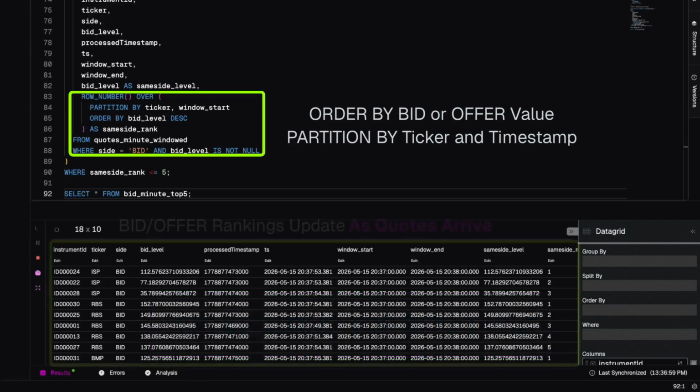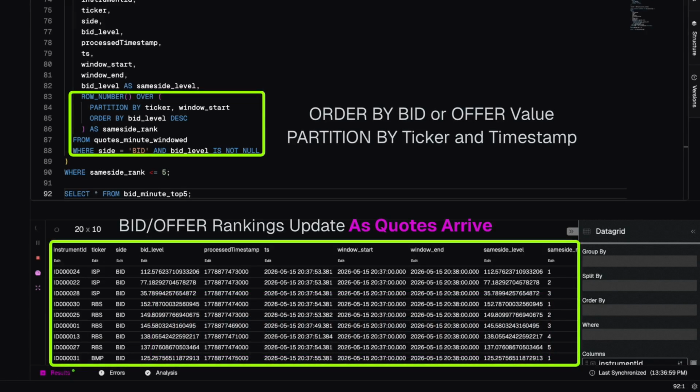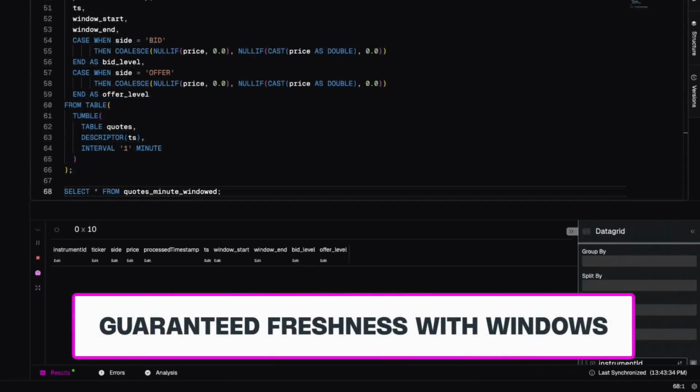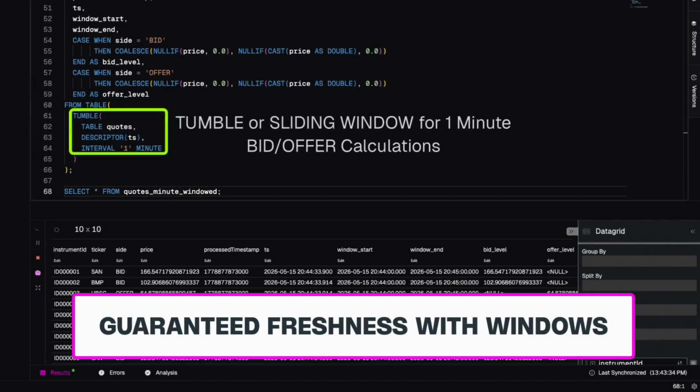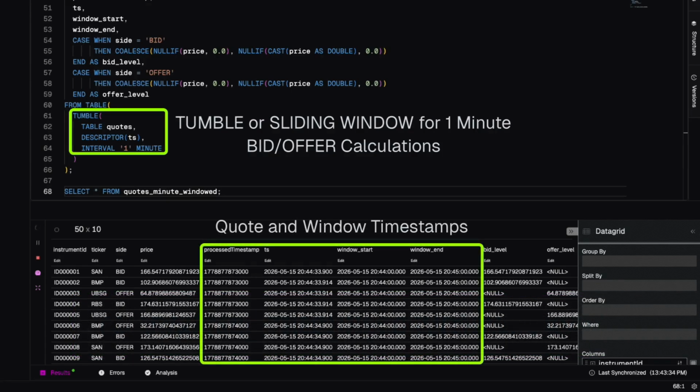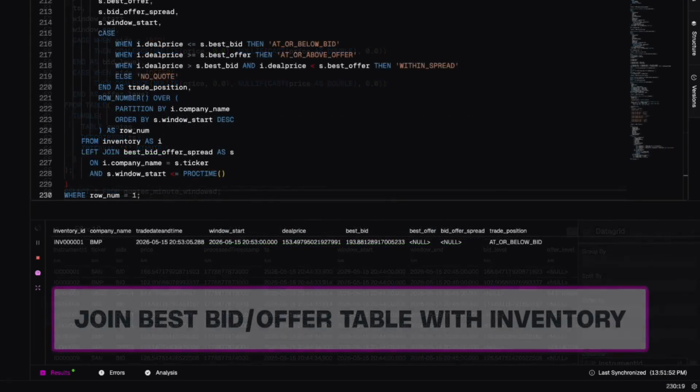We automatically sort these quotes as they arrive to calculate the highest bids, the lowest offers, and the bid-offer spread. Tumbling or sliding windows are used, not to delay the calculation until the close of a window, as would be done in batch processing, but as a way to purge older quotes, making sure you're only taking action on the most recent data. And if you ever need to analyze the direction of market movement, our best bids, offers, and spreads are always available over time based on our window timestamps.